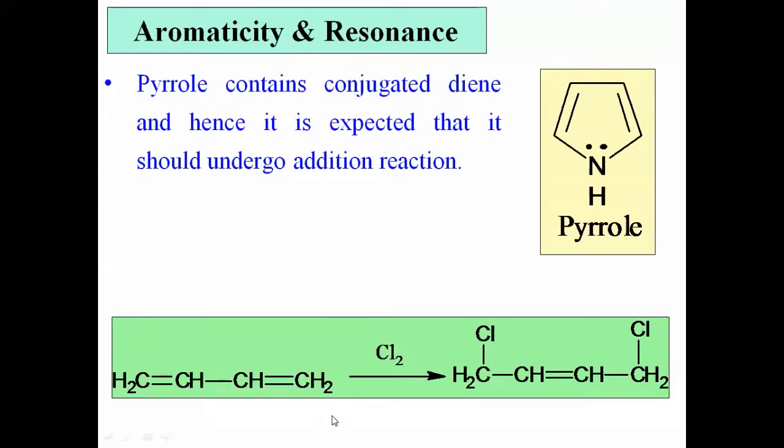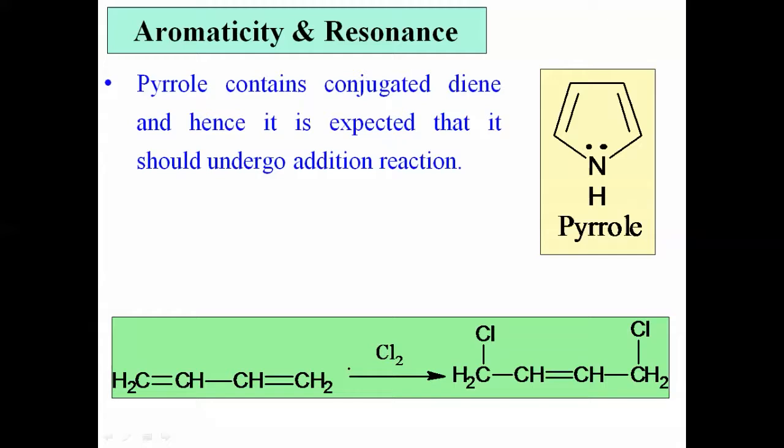Now, when that diene is treated with chlorine, it undergoes an addition reaction, and we get 1,4-dichloro-2-butene, and this is just an example of an addition reaction. Similar to 1,3-butadiene, all the dienes, all the alkenes, all the unsaturated compounds undergo addition reaction. This is the characteristic property of unsaturated molecules, that they undergo addition reaction.